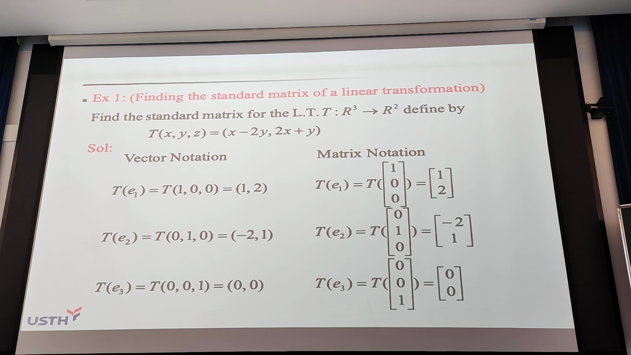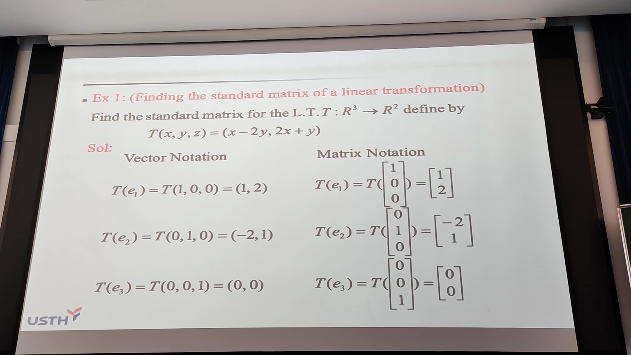So going back to the example, you are given a linear transformation T from R3 into R2 by the formula like that, and you are required to find the standard matrix of T. Then what you need to do is find T of e1, T of e2, and T of e3. e1 is here, e2 is here, and e3 is here. And the formula is here. So you substitute that into the formula, you get T of e1 to be that, T of e2 to be that, and T of e3 to be that one.